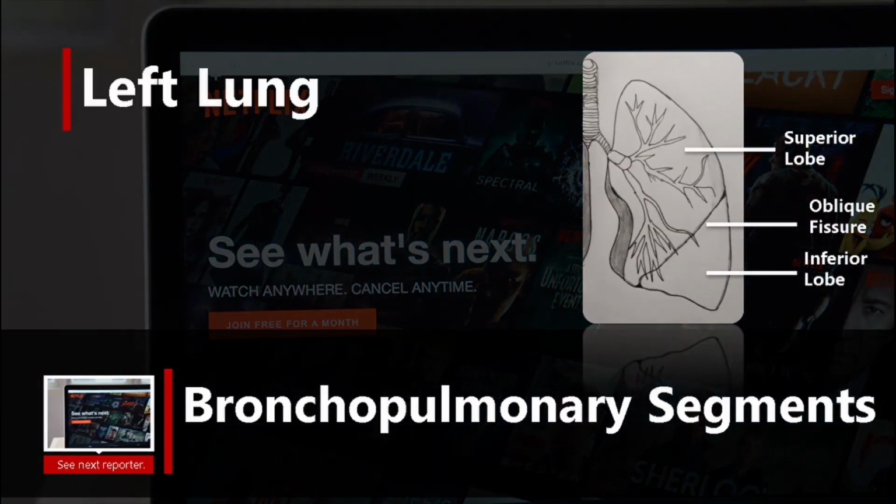So, the left lung consists of only two lobes. The upper lobe of the left lung contains anterior and apico-posterior bronchopulmonary segments. It is located above the oblique fissure. And the lower lobe of the left lung contains superior, anterior, posterior, medial, and lateral bronchopulmonary segments.